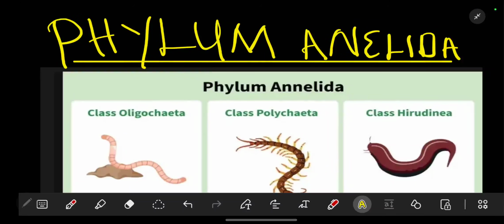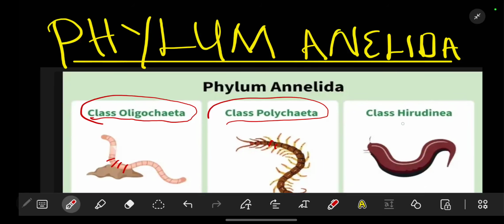So here today we are going to continue with invertebrates. We are going to look at Phylum Annelida. Phylum Annelida, these are simply segmented worms. As you can see, they have segments like that. So these are what we call the Phylum Annelida. It is composed of classes which we call Oligochaeta, the Polychaeta, and also the class Hirudinea. We are going to dive deeper into this, but first let's just look at the general characteristics.